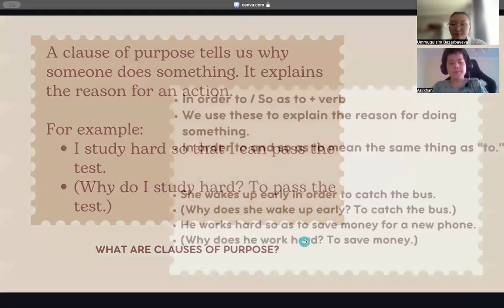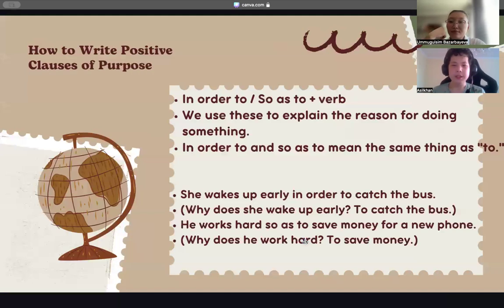First thing is in order to and so as to, plus we're going to be adding a verb at the end. We use these to explain the reason for doing something. For example, she wakes up early in order to catch the bus. Why does she wake up early in order to catch the bus? So she could catch the bus. If she wants to catch this bus, she's going to have to wake up early.